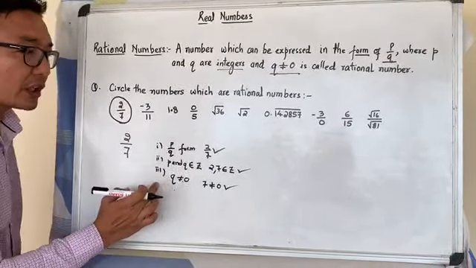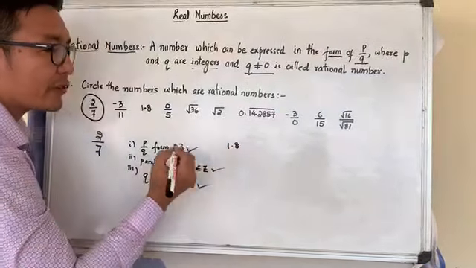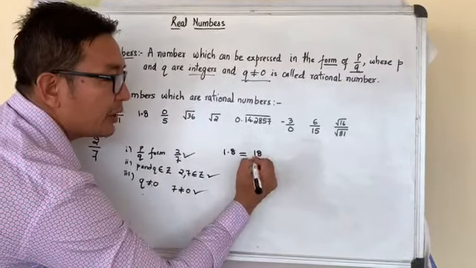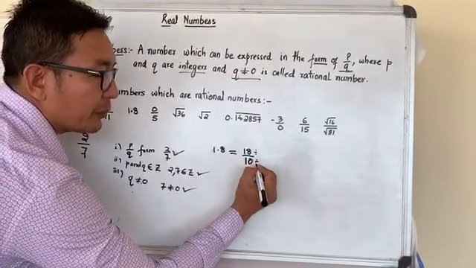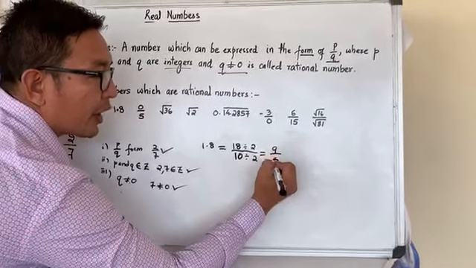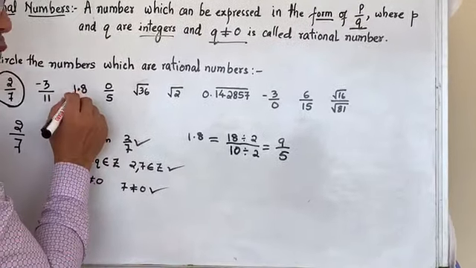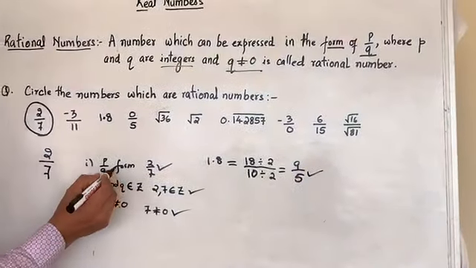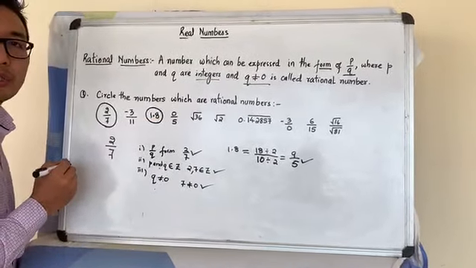Next, 1.8. Is this a rational number? This can be expressed as 18 upon 10. Dividing by 2, what you get is 9 by 5. So 1.8 can be written as 9 by 5, and therefore this is also a rational number.